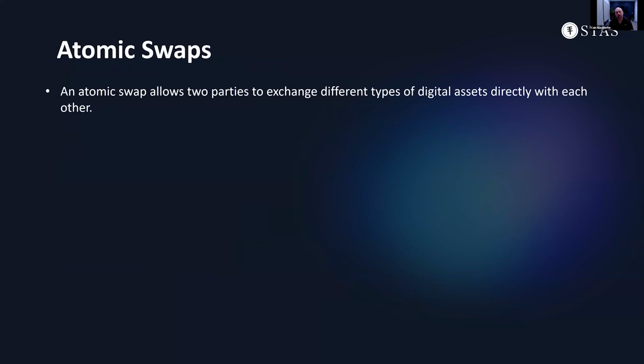So that covers the templates, and now we'll talk about atomic swaps, which is, I think, probably the most used feature of Stars tokens, and maybe tokens in general, right? So atomic swaps basically allow two parties to exchange two different types of digital assets directly with each other, so you don't need a third party, and that's where you're cutting out the friction. So that's the massive innovation there.